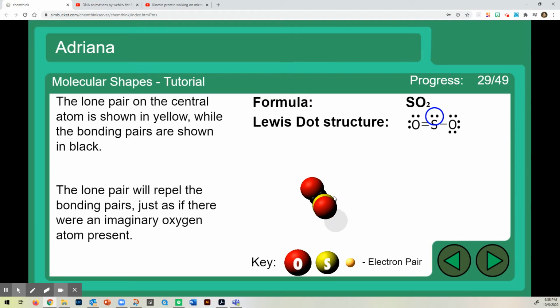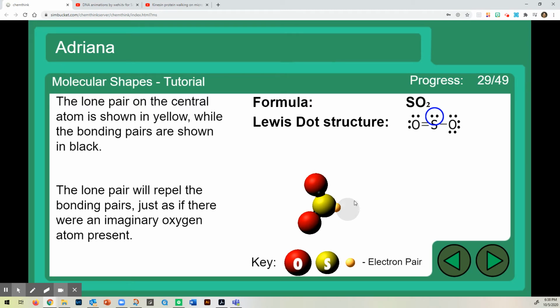So the lone pair on the central atom is shown in yellow, and the bonding pairs are shown in black. So let's look at this. This is representing the lone pair on the sulfur atom, and these are the bonding pairs. Okay, note that on one of them, it has 2 bonding pairs. The other one has just the 1 bonding pair. That's the double bond and the single bond. And we know that what we need to understand is that the lone pair is going to repel the bonding pairs as though they were an imaginary oxygen atom. So the lone pair is going to repel these as well. Even though there's no atom over here, the lone pair is still going to repel these other electron concentration areas.